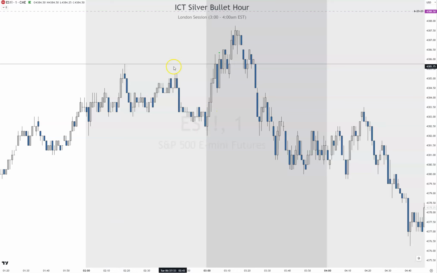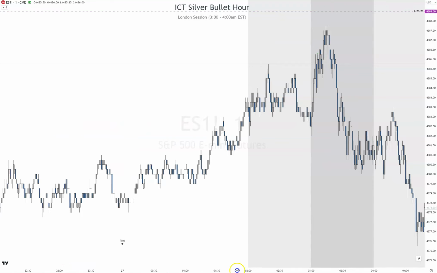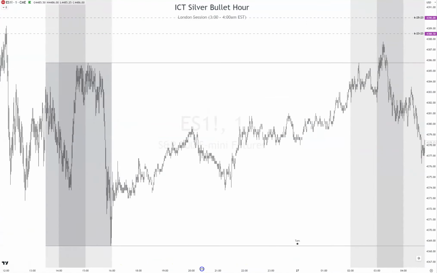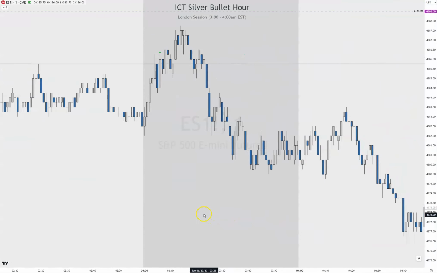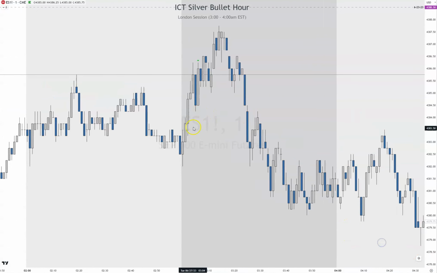So this line right here, let me zoom out, is the PM session from Monday. Monday from 1:30 until 4 p.m. Eastern Standard Time. That's this range here, and then I drew the lines out all the way over to the London session, okay? So here is the 3 a.m. to 4 a.m. Eastern Time. This is the London Silver Bullet session.